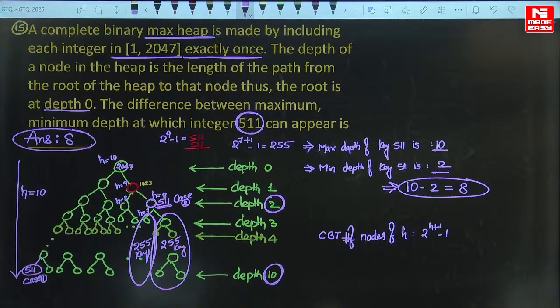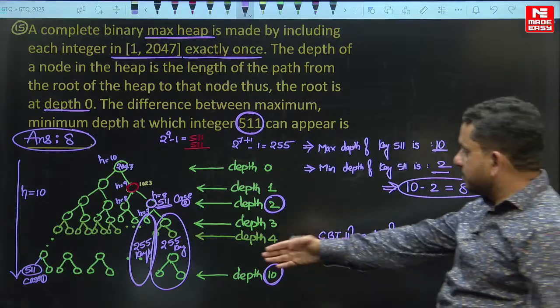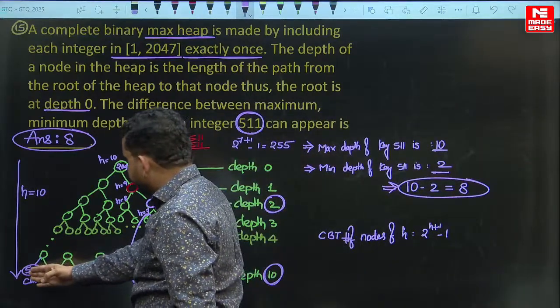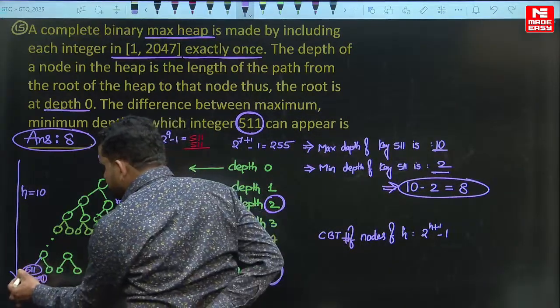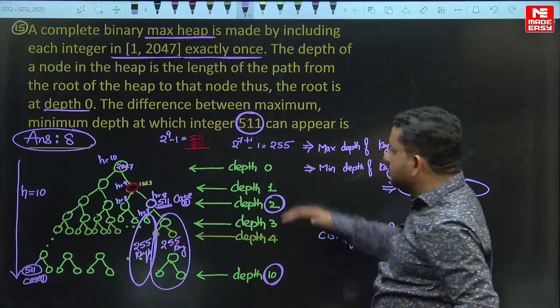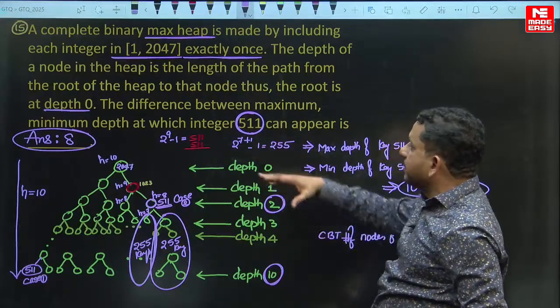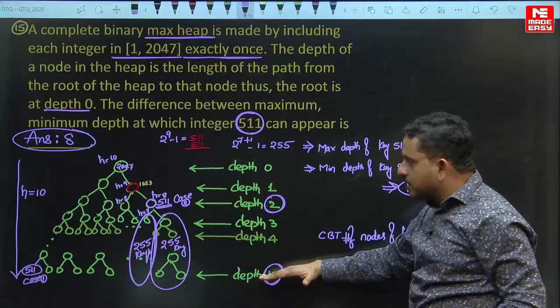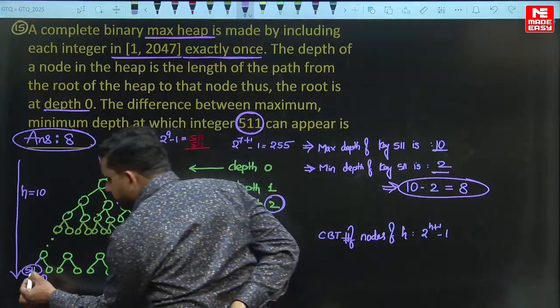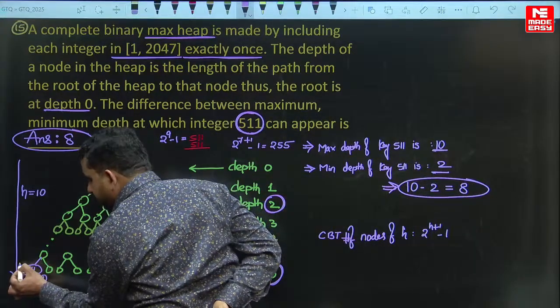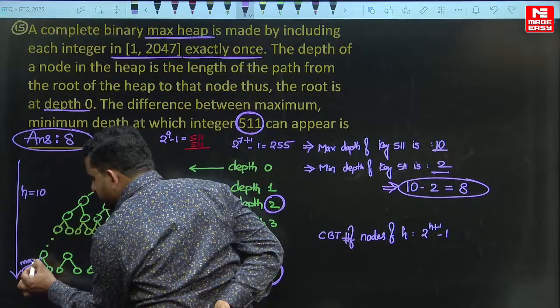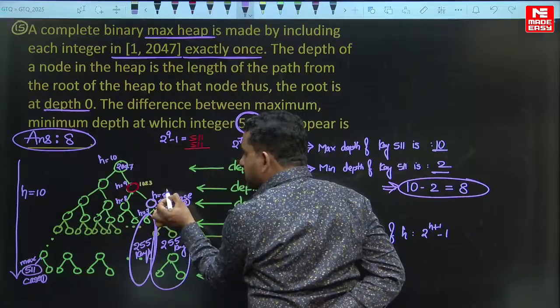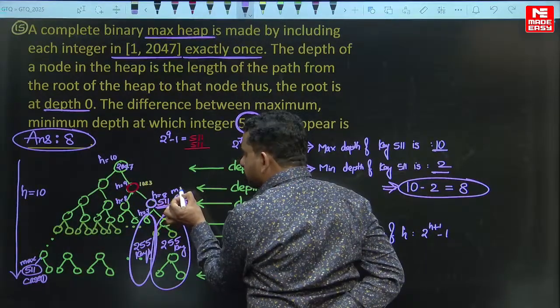Yeah, the maximum depth is at the leaf node. This depth is 10 because the depth of the root node is considered as 0. So the maximum depth of 511 is at the leaf level. This is the maximum depth, and this level is the minimum depth.